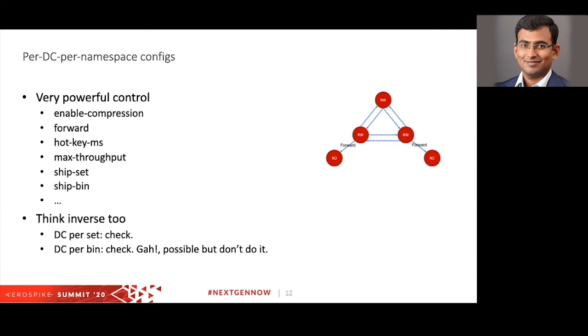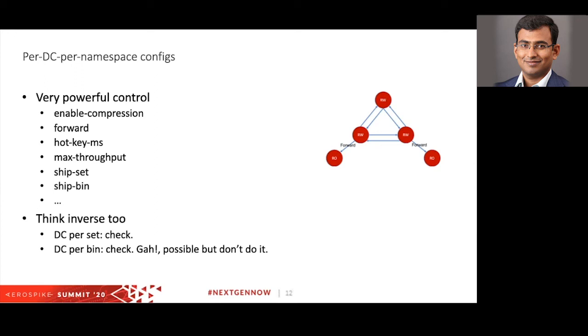There was a request in the past where customers were asking, we want to have a DC per set, because earlier the configuration of DC was in the namespace section. They wanted to control a different DC per set. So don't think that this is not possible in the new design. It is actually possible. So keep thinking how you can use the existing per DC per namespace functionality for the requirement that you have.